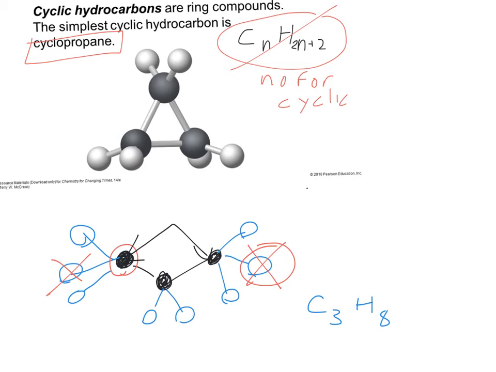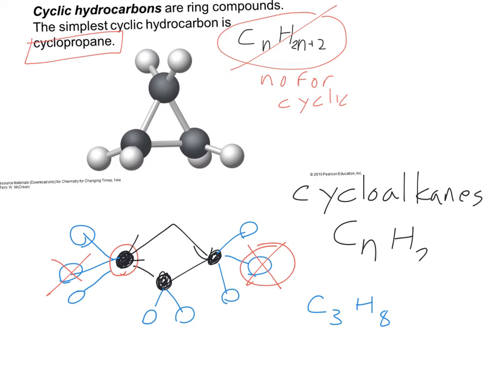So for alkanes, the formula is simply going to be CnH2n. For example, for cyclopropane up here, you can see that we have 1, 2, 3 carbons and 1, 2, 3, 4, 5, 6 hydrogens. So for a cycloalkane, our formula is CnH2n, or we have 3 carbons, so we have 2 times that many hydrogens, 6 hydrogens.